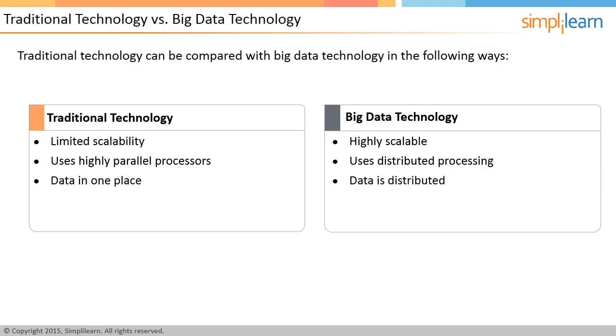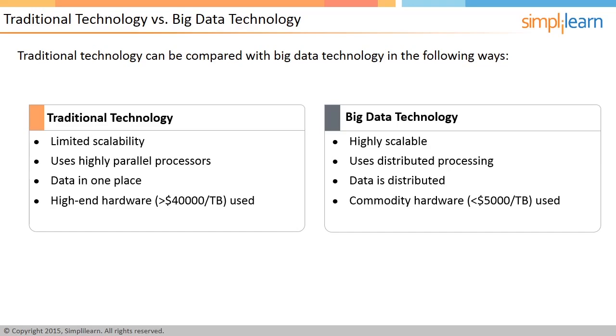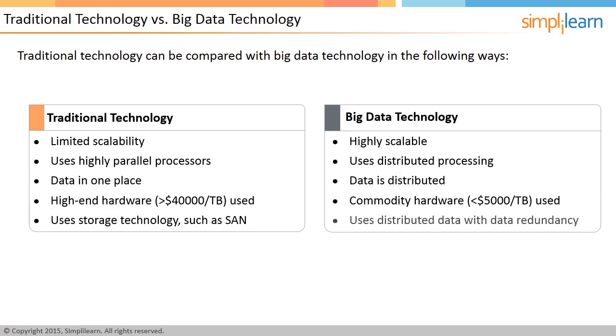Traditional technology depends on high-end, expensive hardware, costing more than $40,000 per terabyte. On the other hand, big data technology leverages commodity hardware, which may cost less than $5,000 per terabyte. Traditional technology uses storage technologies, such as SAN, whereas big data technology uses distributed data with data redundancy.